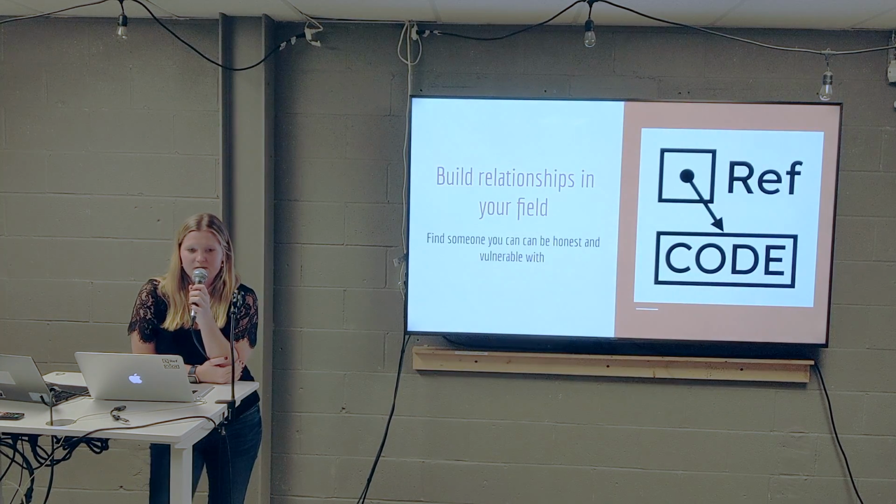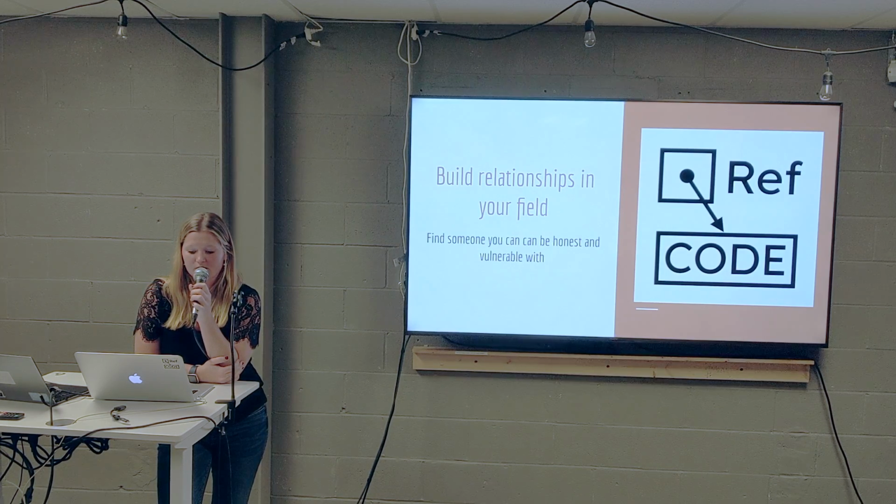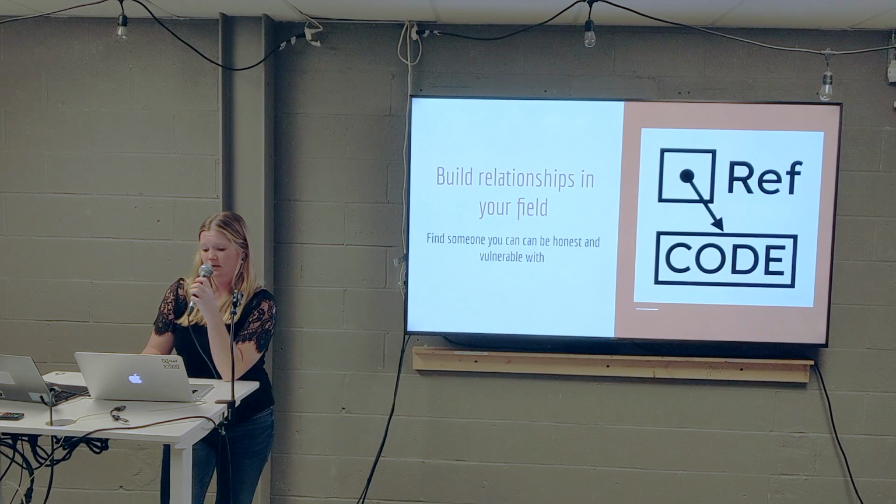One of the best things you can do is actually build relationships in this field. If you find someone you can be open, honest, and vulnerable with, that person can be there to tell you, hey, I know you feel like you don't know what you're doing, but it turns out you actually do. So it's really important to have relationships with people in your field who can help build your confidence and support when you need it.